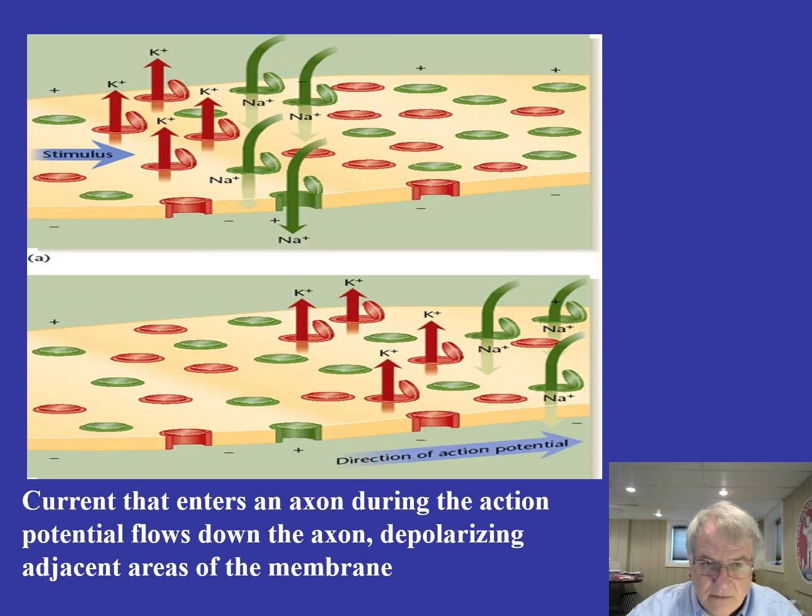So again, take a look. Here's a stimulus. Here's the change that's occurring in terms of these channels that are opening up. Potassium now is flowing out. Sodium is flowing in. Again, here's our stimulus. And if you take a look at the direction of the action potential, this is occurring all the way down that membrane, and the action potential flows down the axon. It's depolarizing adjacent areas of the membrane as we go along, from left to right here.